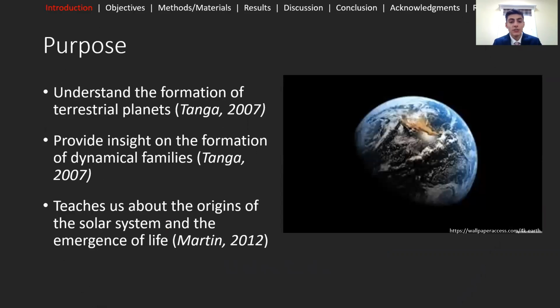Now, asteroidal occultations and characterizing asteroids are important for many reasons. Firstly, they help astronomers understand the formation of terrestrial planets, which is essentially Earth and Mars. They also help astronomers provide insight on the formation of dynamical families, which are groups of asteroids in our solar system that have near identical properties. They also teach us about the origins of the solar system and the emergence of life on Earth, as asteroids are largely credited with bringing the heavy elements and water required for the emergence of life.